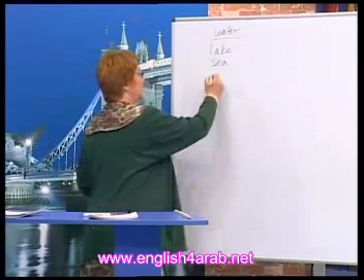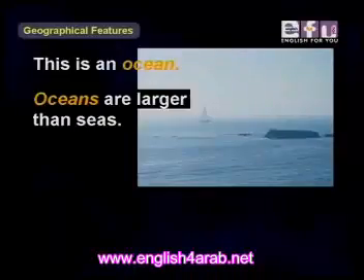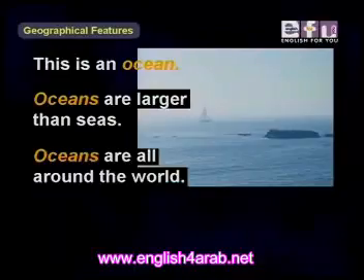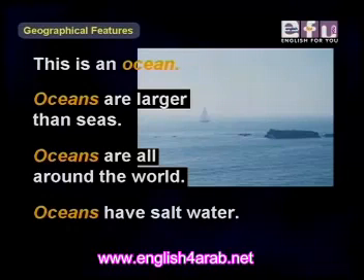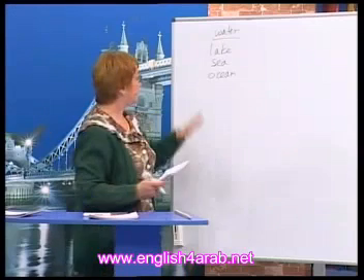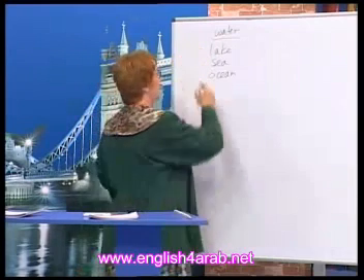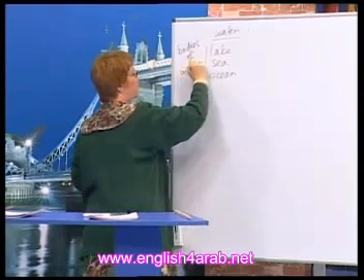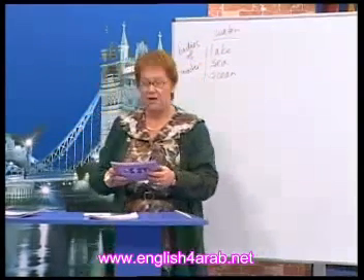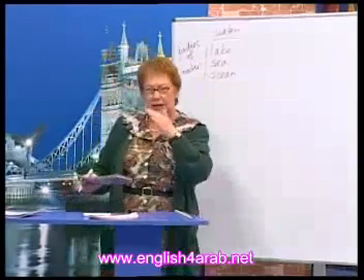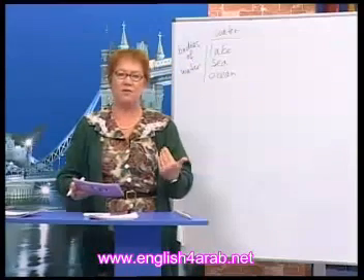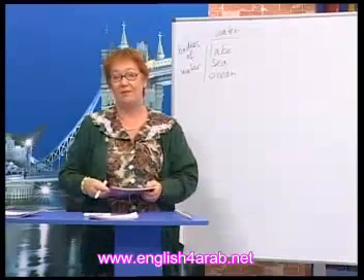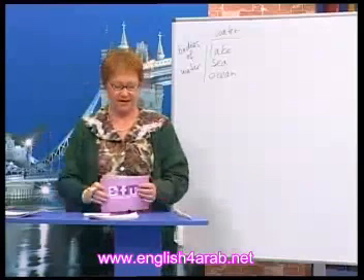The next one is an ocean. This is an ocean. Oceans are larger than seas. Oceans are all around the world, and oceans have salt water also. We call lakes, seas, and oceans bodies of water. Okay, so that's another way to talk about it. If you are standing on the land and looking, it's hard to know if a body of water is a sea or an ocean, because we can't see the land on the other side.